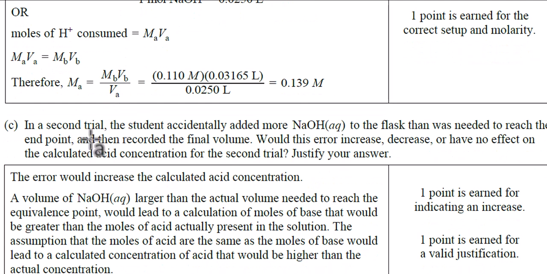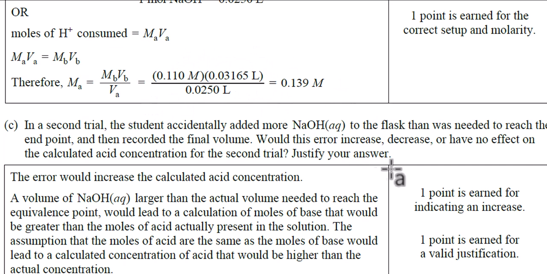The next question. On the second trial, a student accidentally added more sodium hydroxide to the flask than was needed to reach the endpoint. So extra NaOH. Would this error increase, decrease, or have no effect? They give a long answer. I mean, let's see how many sentences. We got quite a few words. A couple of sentences. When you run into an error problem where they tell you the student did something wrong, go back to your calculations.